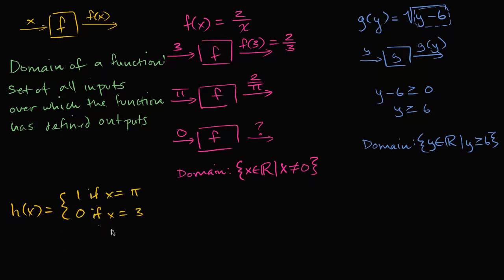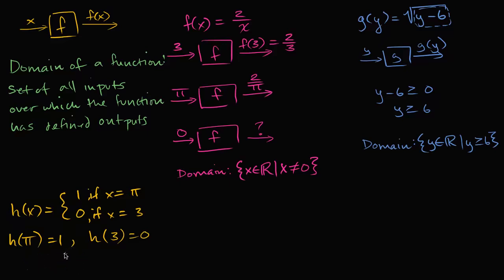This function is actually only defined for 2 inputs. We know h of pi: if you input pi into it, you're going to output 1. And we know that if you input 3 into it, h of 3, when x equals 3, you're going to get a 0. But if you input anything else, what's h of 4 going to be? Well, it hasn't defined it. It's undefined. What's h of -1 going to be?